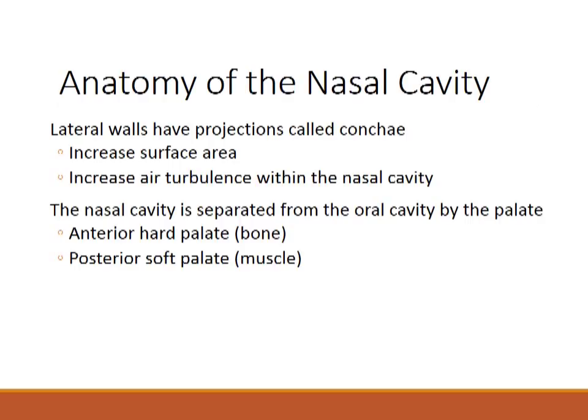The lateral walls of the nasal cavity have what we call conchae, which are spiral shaped bones inside of the nasal cavity. And really, these are just meant to help increase the surface area inside the nasal cavity and increase the turbulence from the air that's coming in. The nasal cavity sits superior to the oral cavity, so there needs to be some sort of separation, and that separation happens with the hard and the soft palate.